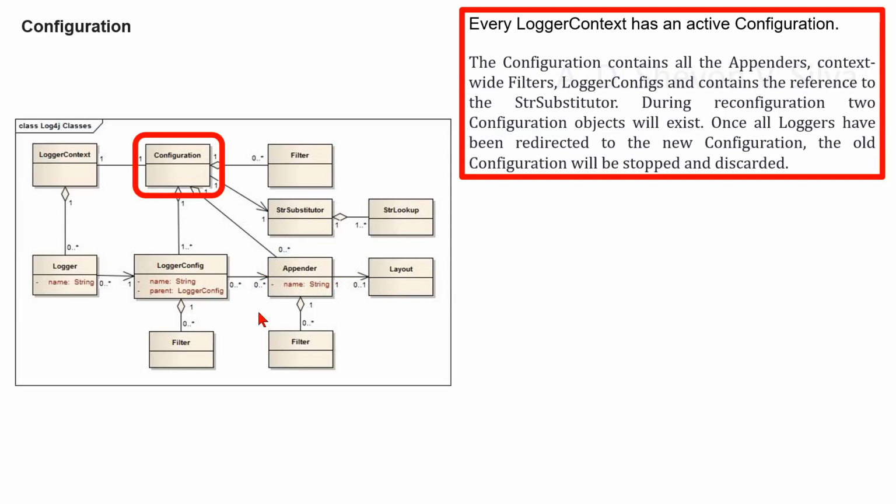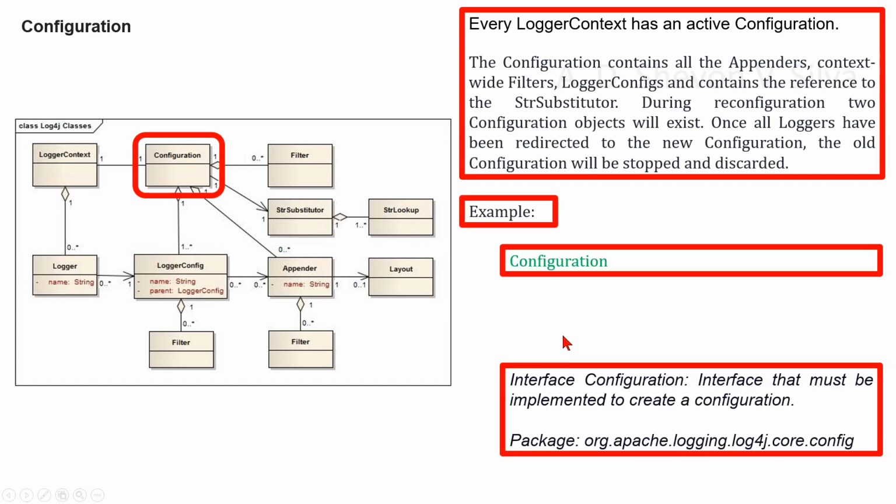Now we are focusing on configuration. Every LoggerContext has an active configuration. The configuration contains all the appenders, context-wide filters, LoggerConfigs, and the reference to the StrSubstitutor. During reconfiguration, two configuration objects will exist. Once all loggers have been redirected to the new configuration, the old configuration will be stopped and discarded.